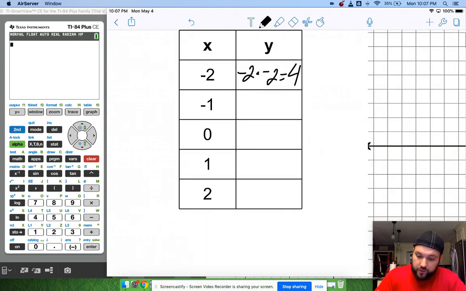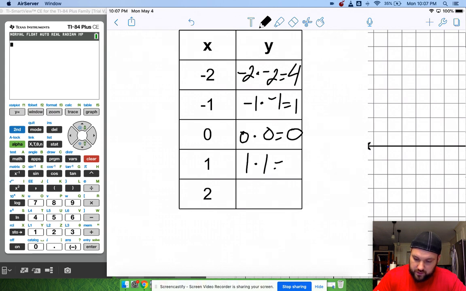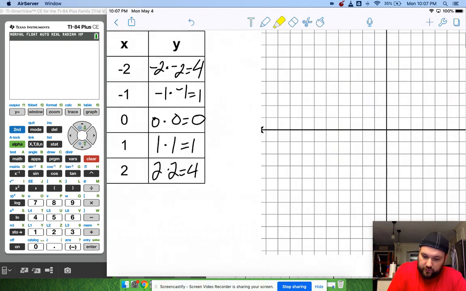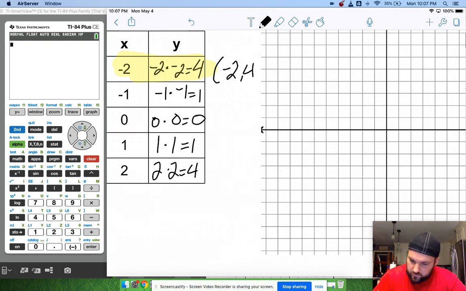With -1, if I do -1 times -1, that's +1. 0 times 0 is 0. 1 times 1 is +1. 2 times 2 is +4. So if I take those 5 points, for instance -2, 4, and graph that, that's right there, and then -1, 1 would be right there, 0, 0, 1, 1, and 2, 4.